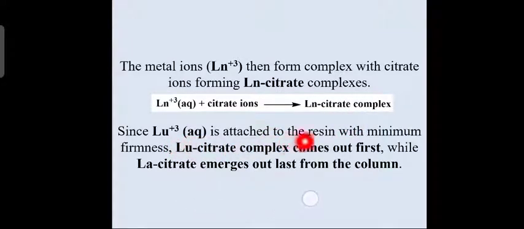Since lutetium is attached to the resin with the minimum firmness, with a weak bond, the lutetium citrate complex comes out first. Which complex is formed first? Lutetium, because it is least firmly bound to the resin, so it will come out first. When you wash it with ammonium citrate solution, citric acid and ammonium citrate, which will come out first? Lutetium citrate, because it is least firmly bound to the resin. So it comes out first, while lanthanum citrate emerges last from the column. Lanthanum is most strongly bound to the resin, therefore it will come out last from the column.